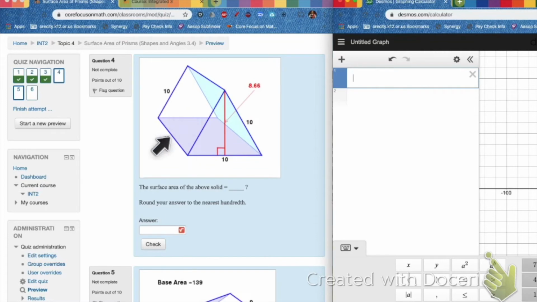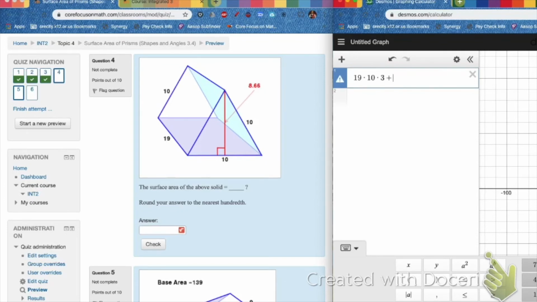We have these 19 by 10 rectangles. 1, 2, and then a third one on bottom. And they're each going to be 19 by 10. So I can do 19 times 10, or 10 times 19, your call, times the 3 we have. But then I need to add my 2 triangles.